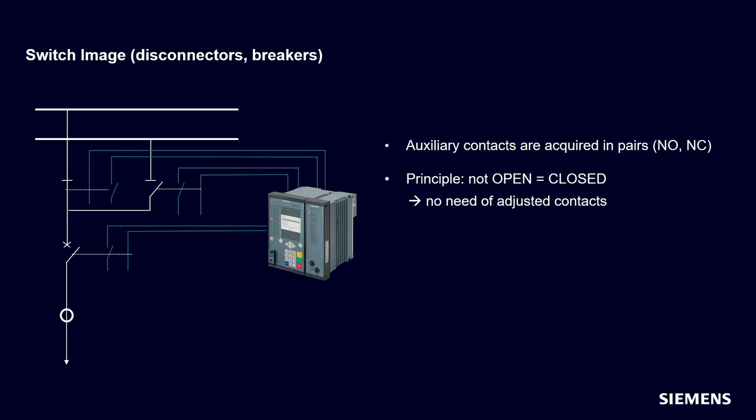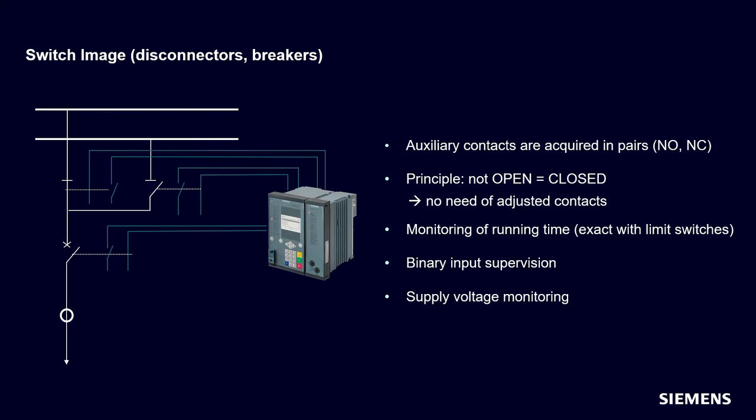The principle for the interpretation of the input signals is that not open means closed. The closed state is the safe state. If the disconnector is closed, the feeder is assigned to the busbar and part of the protected zone. If a disconnector is incorrectly recognized as open, this could lead to an underfunction in the event of a fault, and yet this must be avoided. The connection of both the normally closed and the normally open contact is not mandatory but recommended. With both contacts, the supervision of the running time and the binary input and supply voltage supervision is possible.